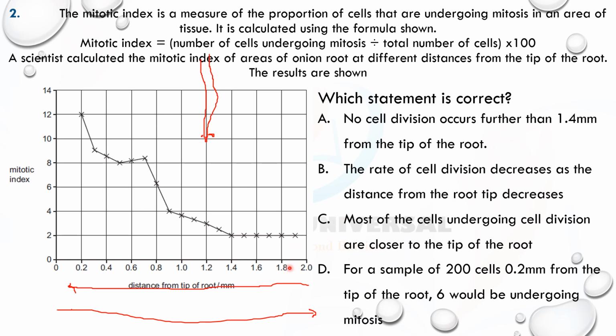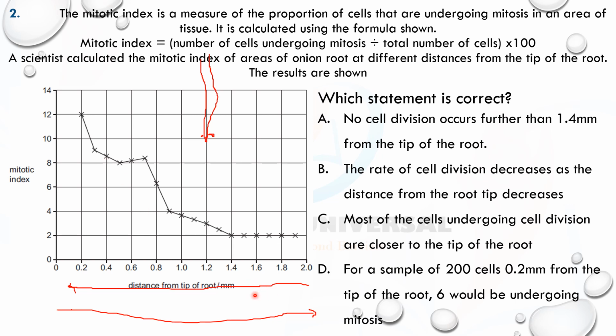So if the distance decreases, can you see that as the distance decreases from 2.0 to 1.4 the values are the same, but check, guys, from 1.4 to 1.2 you can see that it's increasing. As distance from the root tip decreases, rate of cell division increases. So they have negative correlation.